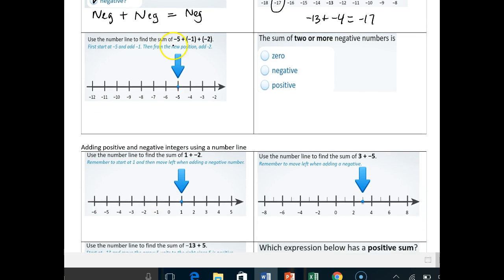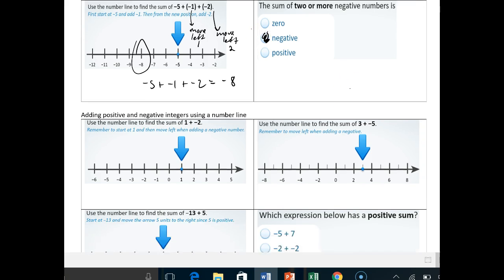Use the number line to find the sum of negative 5 plus negative 1 plus negative 2. So start at negative 5, move left 1 time, and then move left 2 times. Very simple. Alright, so move left once, you get negative 6, move left twice, 1, 2, get negative 8. This is basically the same thing as negative 5 plus negative 3. So negative 5 plus negative 1 plus negative 2 equals negative 8. The sum of two or more negative numbers is also going to be negative, right? Add up nothing but negatives, you're going to get a negative answer.